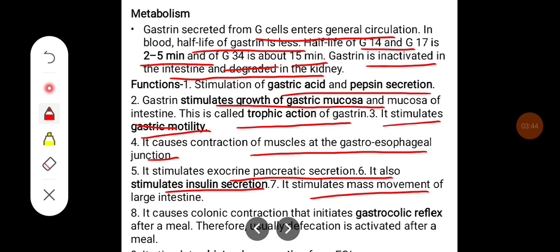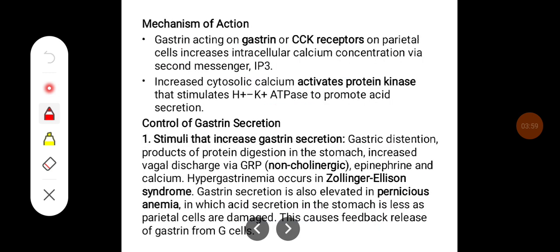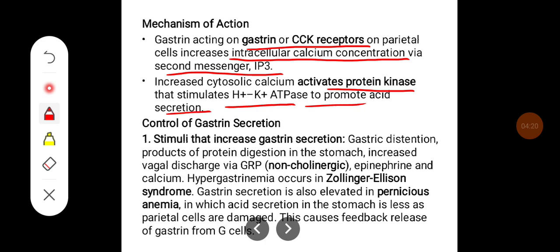It stimulates the mass movement of the large intestine, and it causes colonic contraction that initiates the gastrocolic reflex after a meal. Therefore, usually defecation is activated after a meal. Gastrin acting on gastrin or CCK-B receptors on parietal cells increases intracellular calcium concentration via the second messenger IP3. Increased cytosolic calcium activates protein kinase that stimulates the hydrogen-potassium ATPase to promote acid secretion.